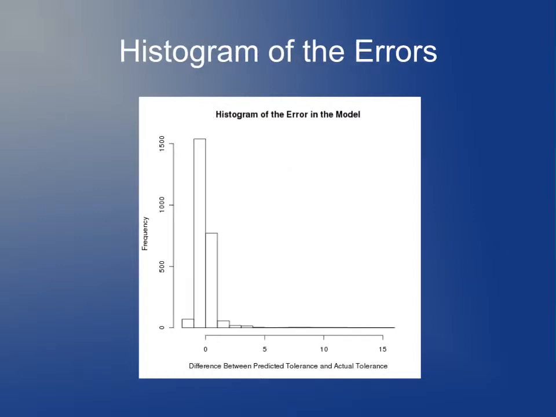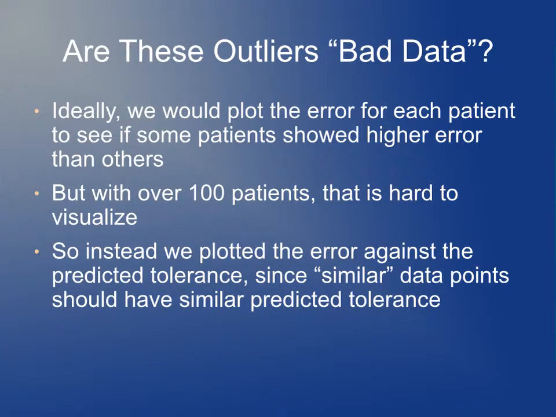Here's a histogram. Once again, the number of people with the larger errors is so small you can't even really see them on the histogram, but they're there, which is why the histogram goes out to 15 rather than just being clumped around 0. So that raised the question, do these outliers represent bad data? In a perfect world, we would want to plot the error for each patient separately to see if some patients had higher errors than others, but we had over 100 patients in this study, so that would have been hard to visualize.